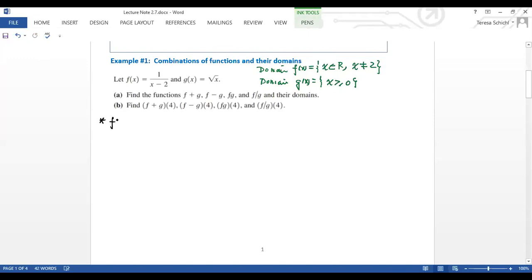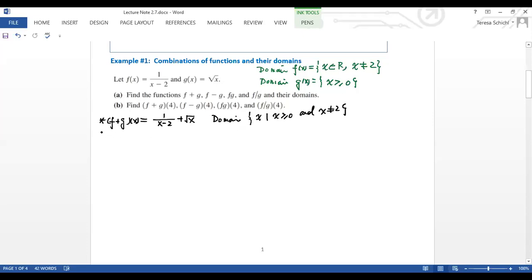So f plus g of x will just be 1 over x minus 2 plus the square root of x, right? The domain here has to satisfy both, so it has to be greater than or equal to 0 and not equal to 2. So let's solve the domain here: for all x, x has to be greater than or equal to 0, and x cannot be equal to 2. That's what we said, it has to be both.